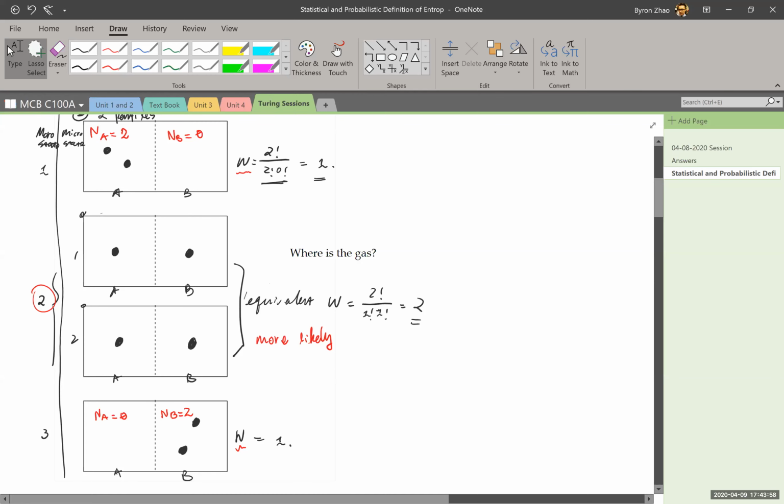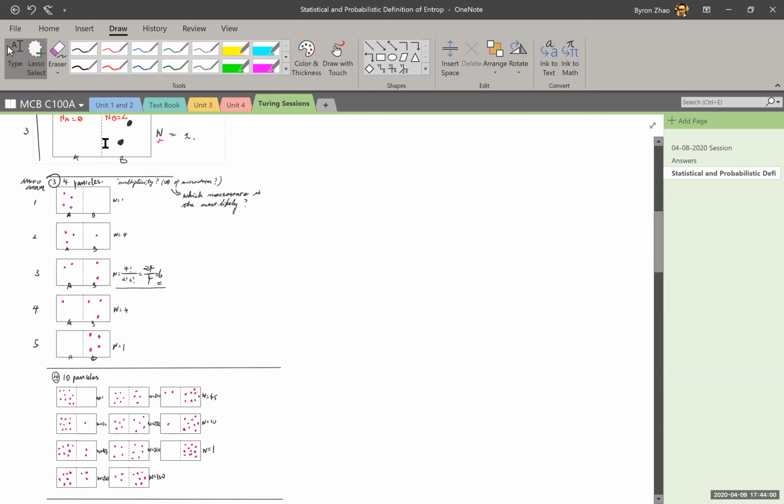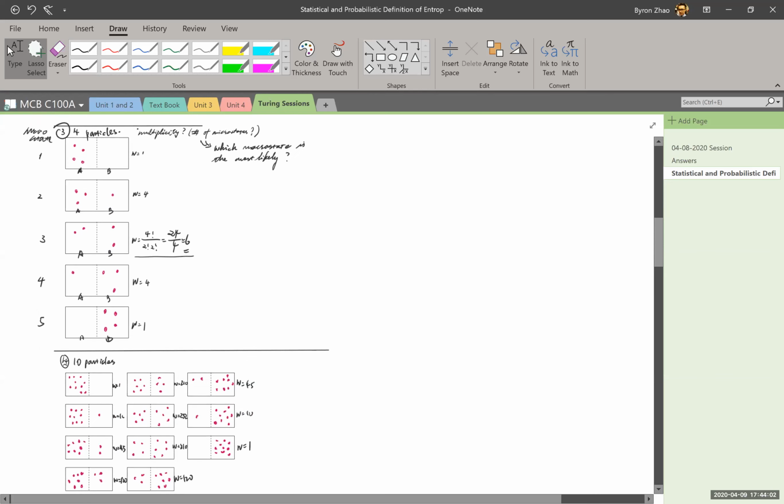What if we increase the number of molecules even to a higher number? If we have 4 particles, how long is this going to go for? Exactly. So we will have more macro states. We now have 5 macro states.